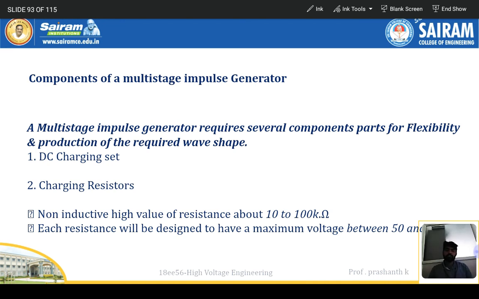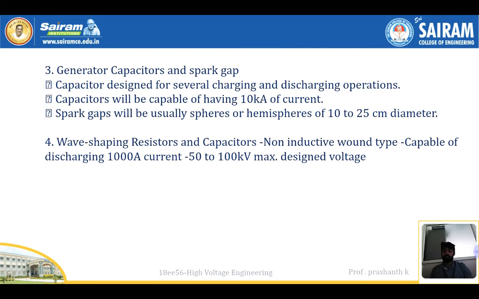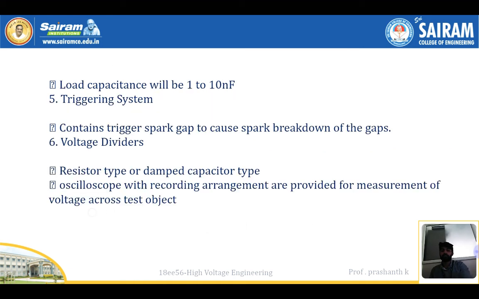Components of a multi-stage impulse generator: it requires several components, flexibly, for the production of the required wave shape: a DC charging set and charging resistors, which are non-inductive high-value resistors of about 10 to 100 kilo ohm. Each resistor will be designed for a maximum voltage of 50 to 100 kilovolts. Then the generator capacitor and spark gap.